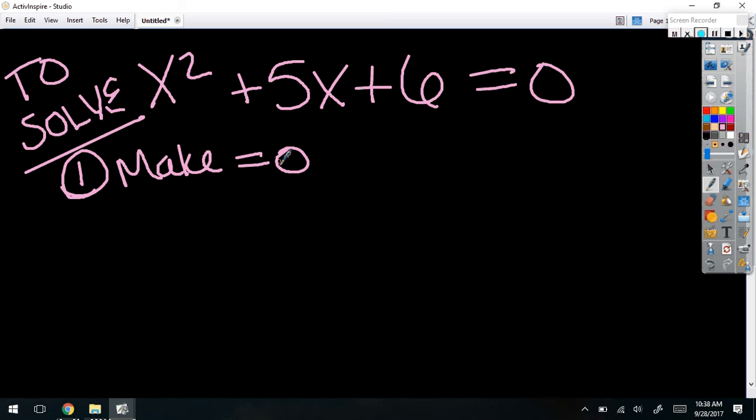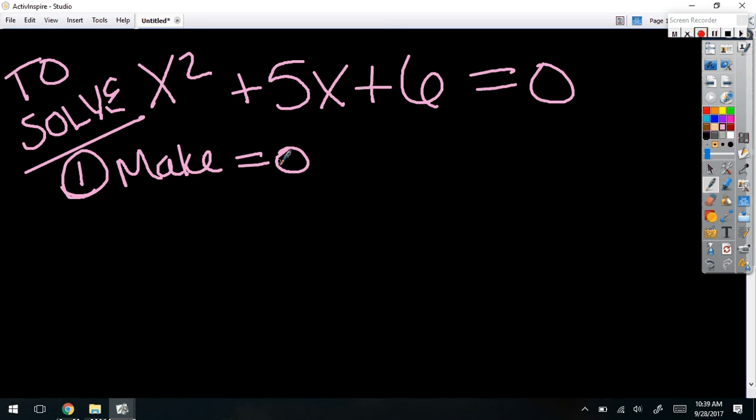All right. So, to solve this, the first thing I want to do is make sure it equals 0, just like I did with the quadratic formula. What if it don't say 0? Then you need to move the stuff just like you did with quadratic formula. Subtract it from the other side to get everything on the same side.